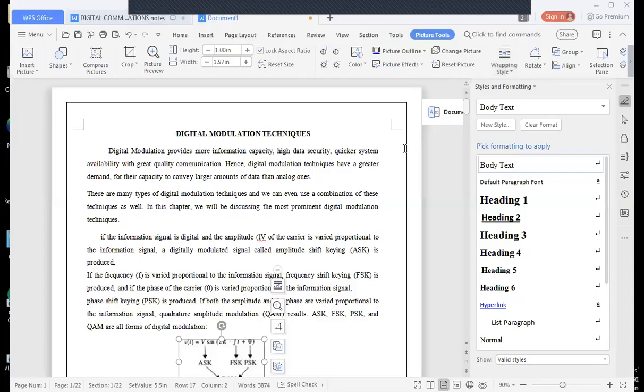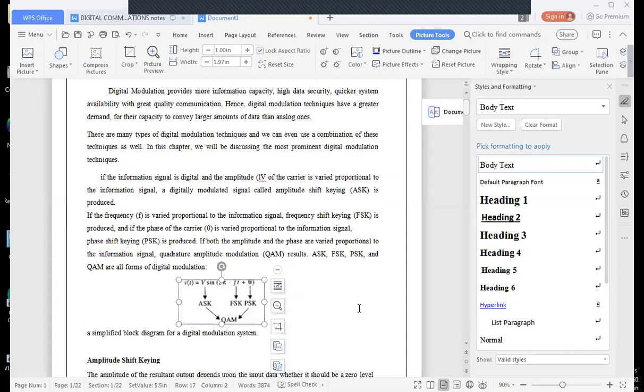Now the digital modulation techniques. Digital modulation provides more information capacity, high data security, quicker system availability with greater quality communication. Since digital modulation techniques have a greater demand for their capacity to convey larger amounts of data than the analog ones. Basically, three types of digital modulation technique are there: ASK, FSK and PSK.